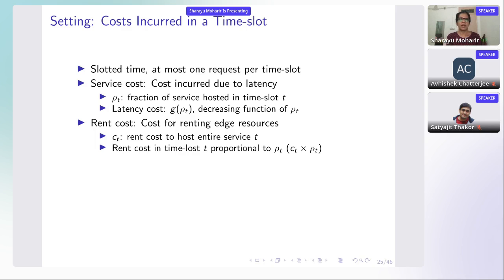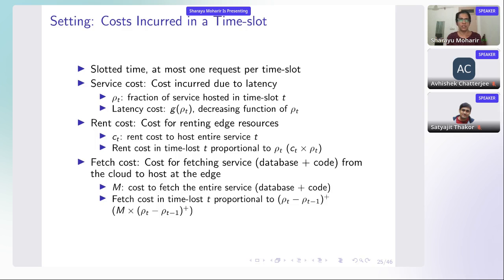Like before, a renting cost of c_t units is incurred to host the entire service at the edge in time slot t. The cost incurred to host parts of the service is proportional to the fraction of the service hosted. So if you are hosting ρ_t fraction of the service, the cost you'll incur is c_t times ρ_t.